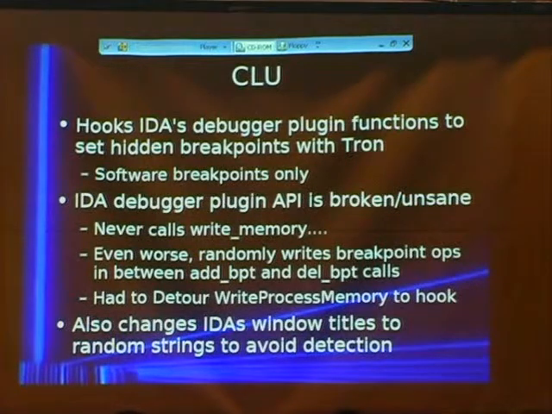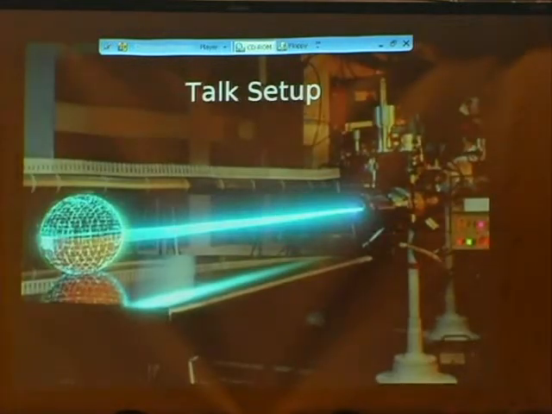The IDA plugin API is unfortunately broken. There's four calls: add breakpoint, delete breakpoint, read memory, write memory, and a few others. But it never calls write memory. So had to use Microsoft detours to detour write process memory in order to hook it and do the writing to hidden memory to set the breakpoint. And it changes the IDA window titles to random strings, kind of a little trick just to avoid detection. The warden, I believe, checks your window titles. And it is a form of detection for debuggers.